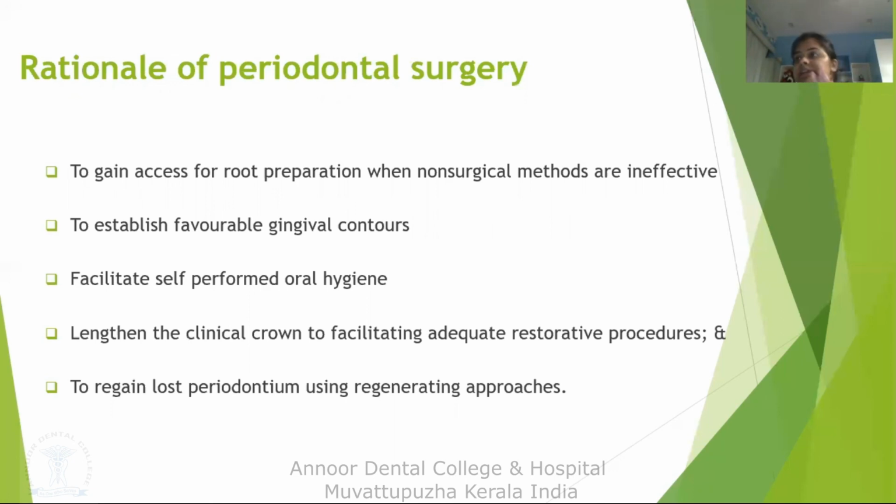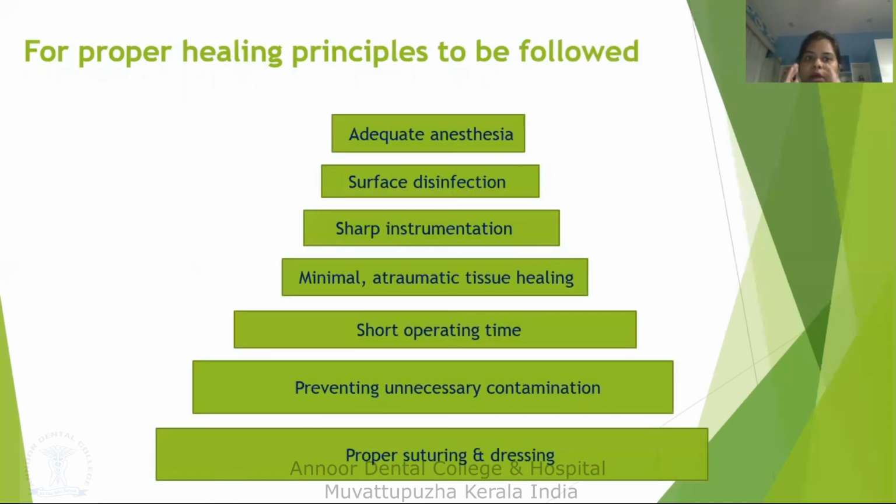And what were the things that we looked at before surgery, during surgery, and after surgery. And now, what are the basic principles you have to follow for proper healing? Adequate anesthesia, I've already mentioned. The patient should be comfortable, you should be comfortable. Adequate anesthesia, surface disinfection, very important. Sharp instrumentation, minimal atraumatic tissue handling, short operating time, preventing unnecessary contamination, proper suturing and dressing, followed by proper post-operative instructions, can give you a much more positive surgical outcome.